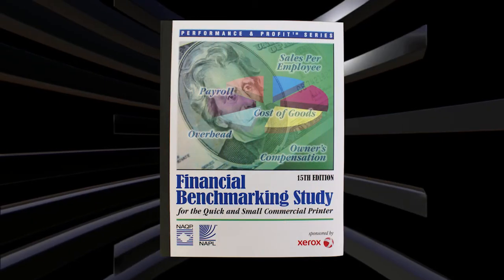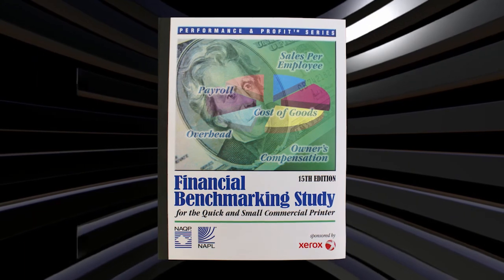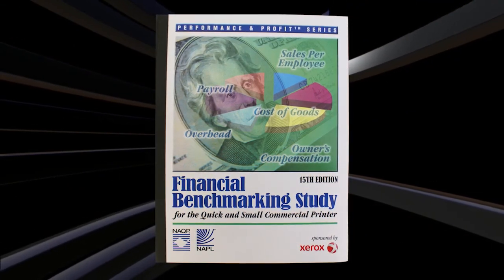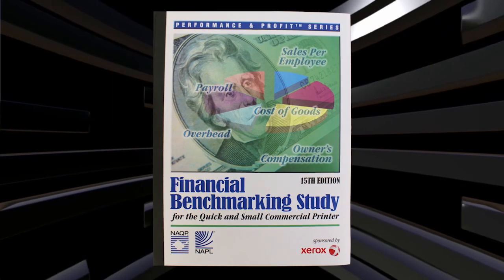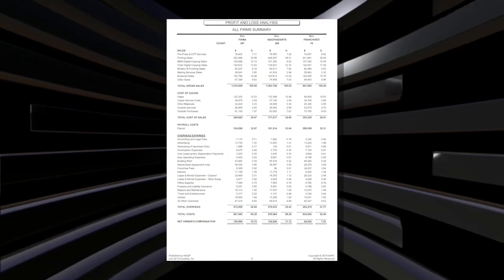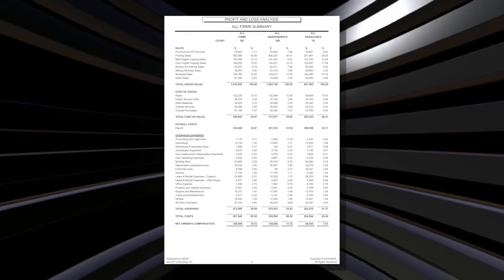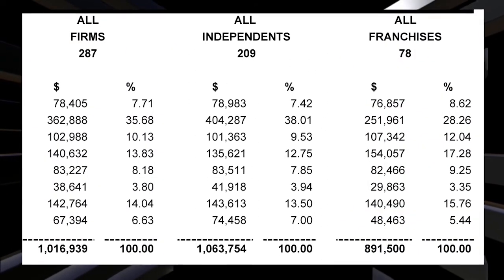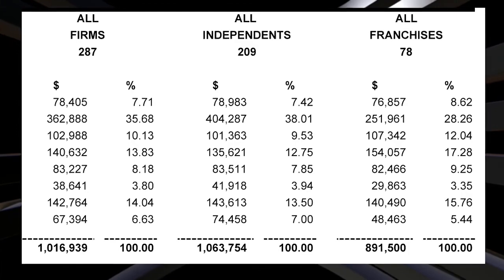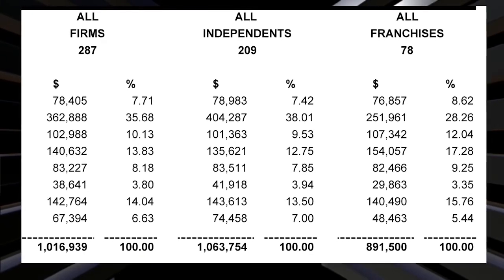For the next 30 years, NAQP and now NAPL have been producing on a biennial basis what's called an operating ratio study, or now the name has been changed to the financial benchmarking study. This study is invaluable, and before the end of this presentation, I'm going to provide you some information as to where you can get this report. It contains dozens and dozens of profit and loss statements based on profit leaders, laggards. It compares franchises and independents. It compares companies with sales of $2 and $3 million. It compares companies with sales of $500,000.